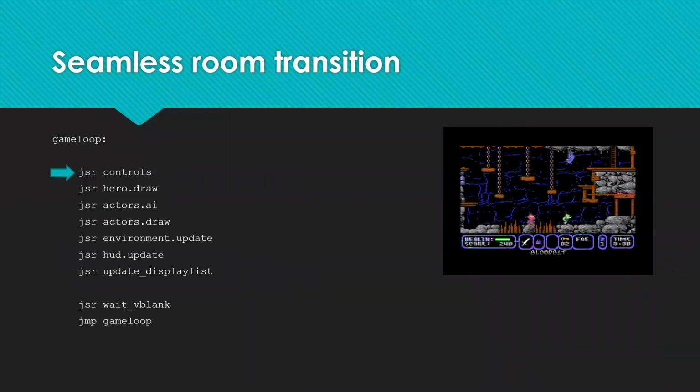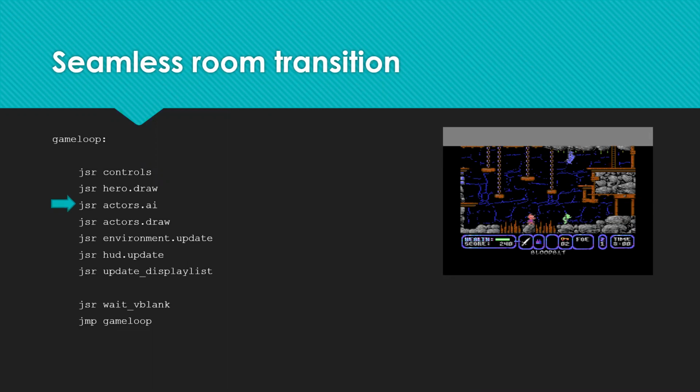So seamless room transition, this happening in the background, we said, but how does it work? Because the Commodore 64 doesn't have background processes or multi-threading capabilities or such, right? So this is actually the real code from the game. The way you run a game loop, you read the controls, then you draw the hero. As you can see, there's some raster time being used on the left, or the right, sorry. Then you run the artificial intelligence for the other actors on screen. You create the sprite list for them. You update the environment with bitmap animations.